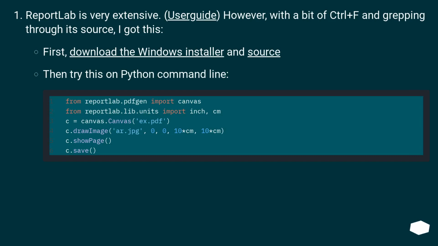ReportLab is very extensive. User guide, however, with a bit of Ctrl+F and grepping through its source, I got this. First, download the Windows installer and source. Then try this on the Python command line.